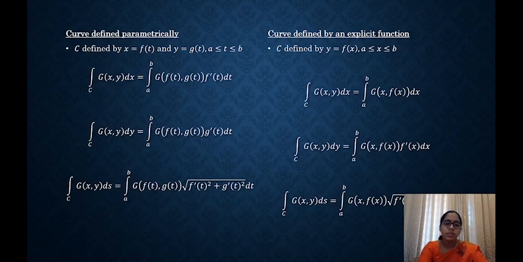What will it be? It will be integral a to b g of f of t, g of t. And what will be ds? ds will be nothing but root of f dash of t square plus g dash of t square into dt. Okay, so I hope it is clear for you people.